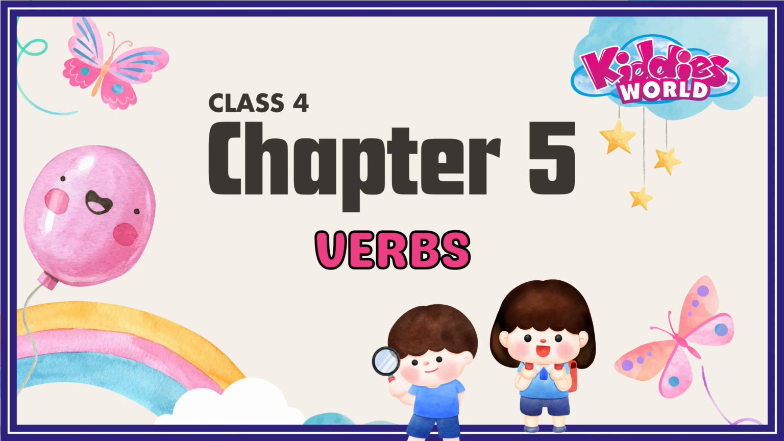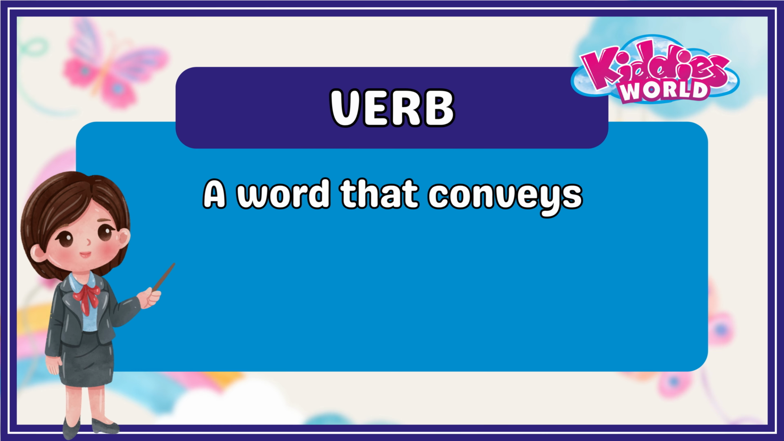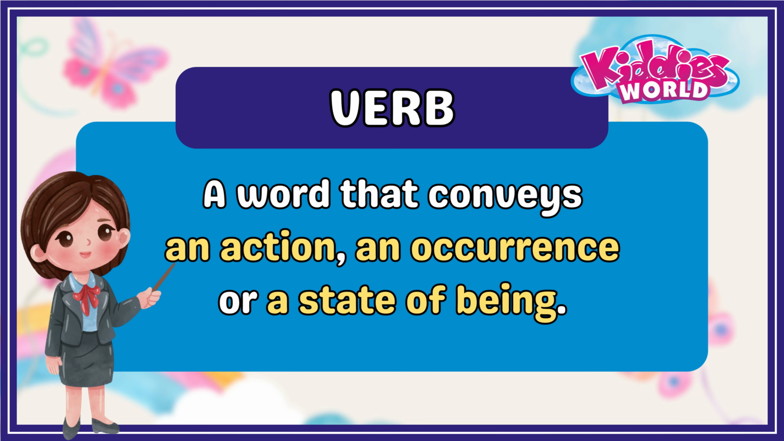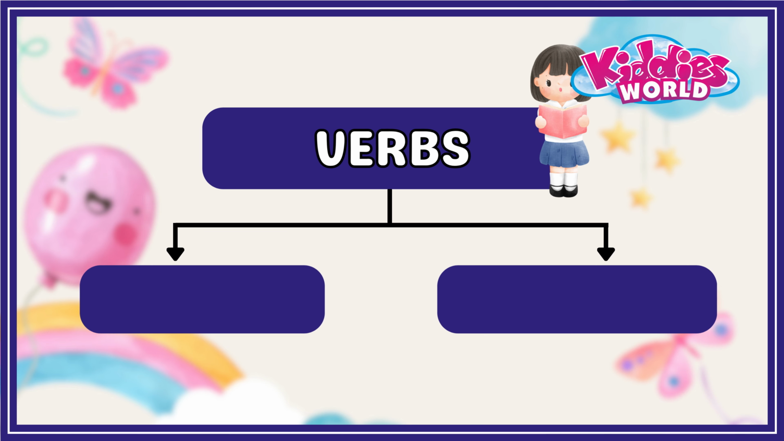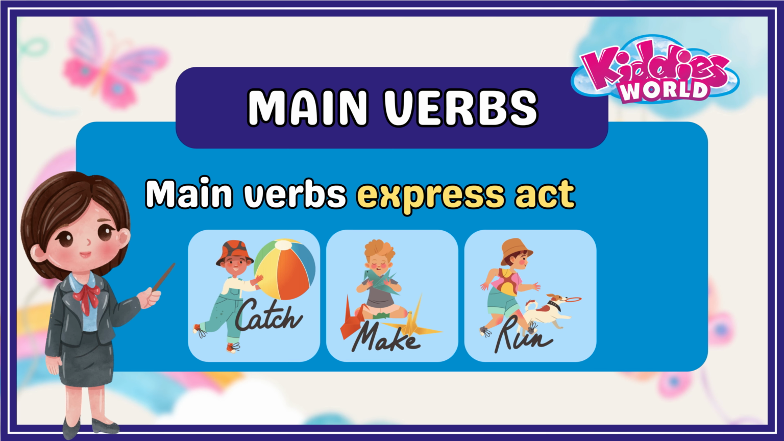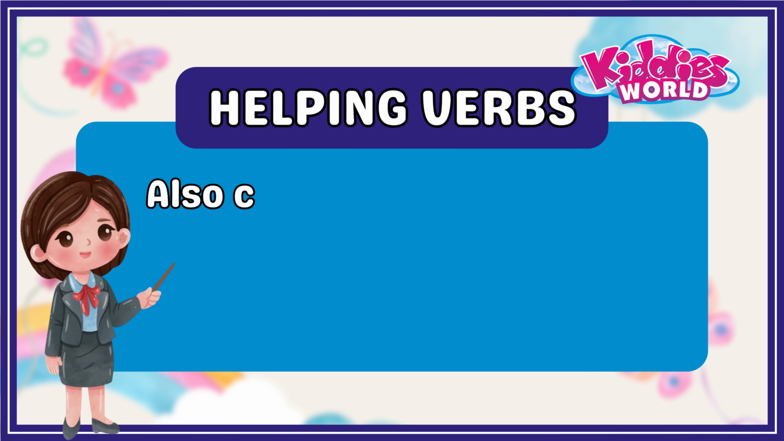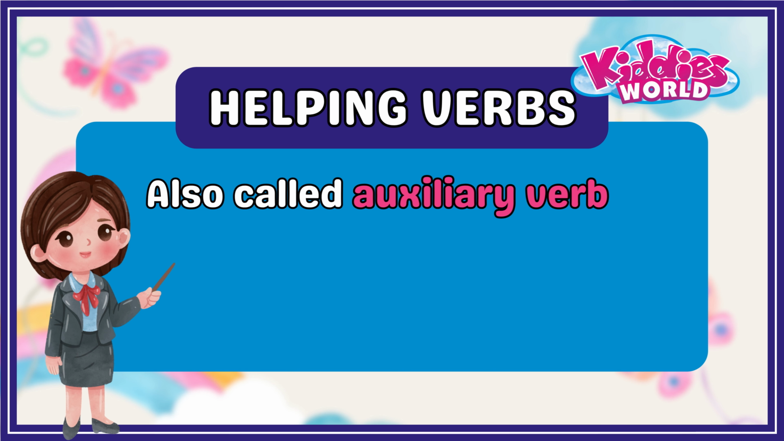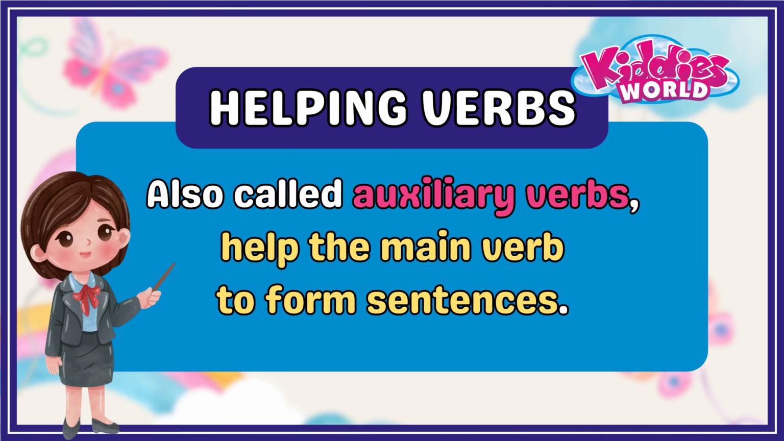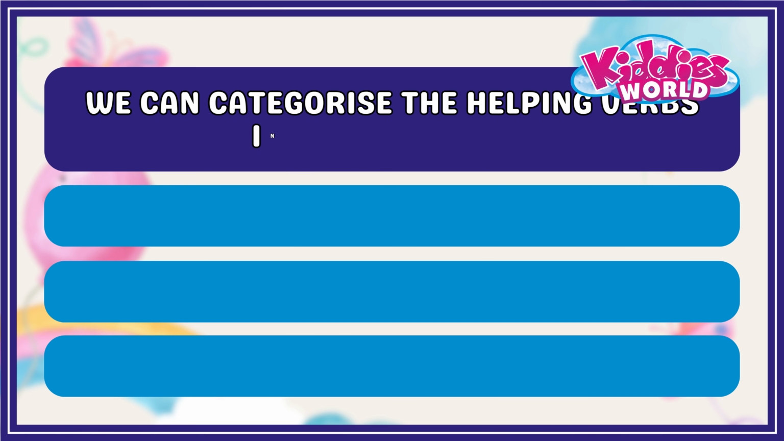Let's begin. A verb is a word that conveys an action, an occurrence, or a state of being. There are two types of verbs, main verbs and helping verbs. Main verbs express action. Helping verbs are also called auxiliary verbs. These help the main verb to form sentences. We can categorize helping verbs into 6 families.